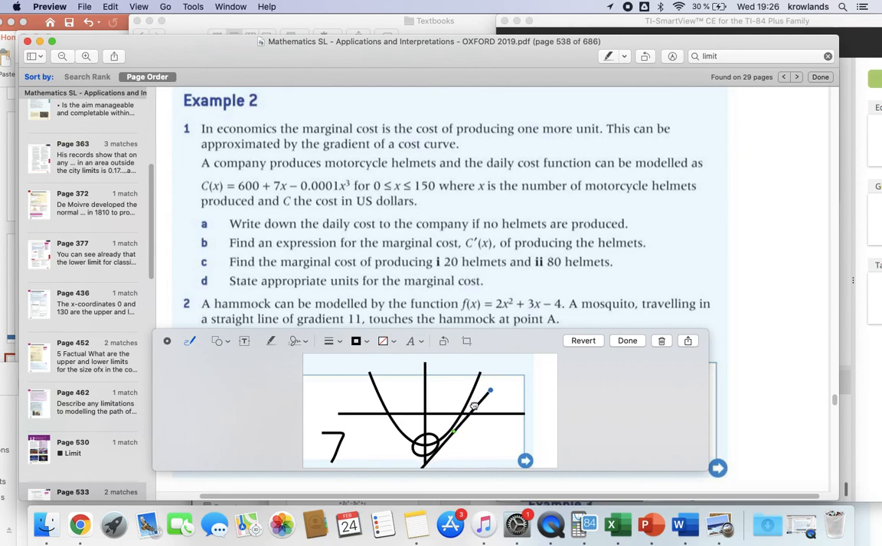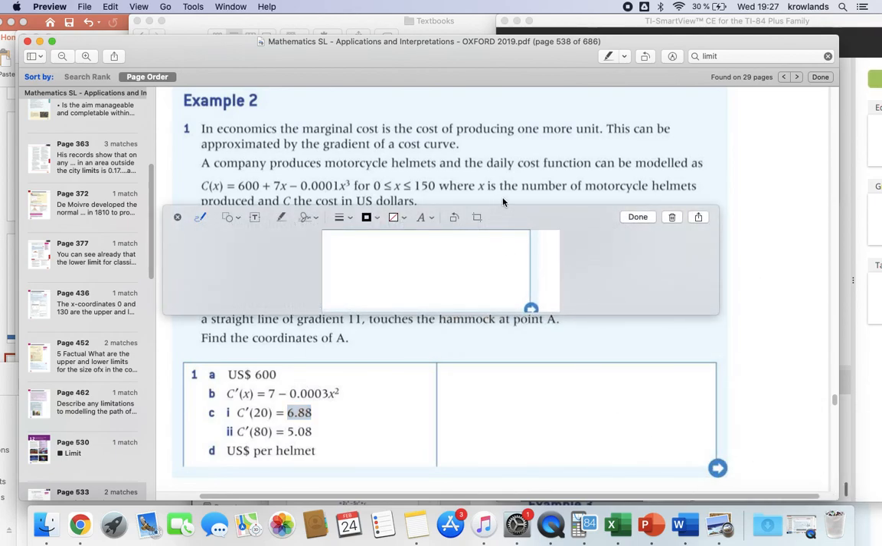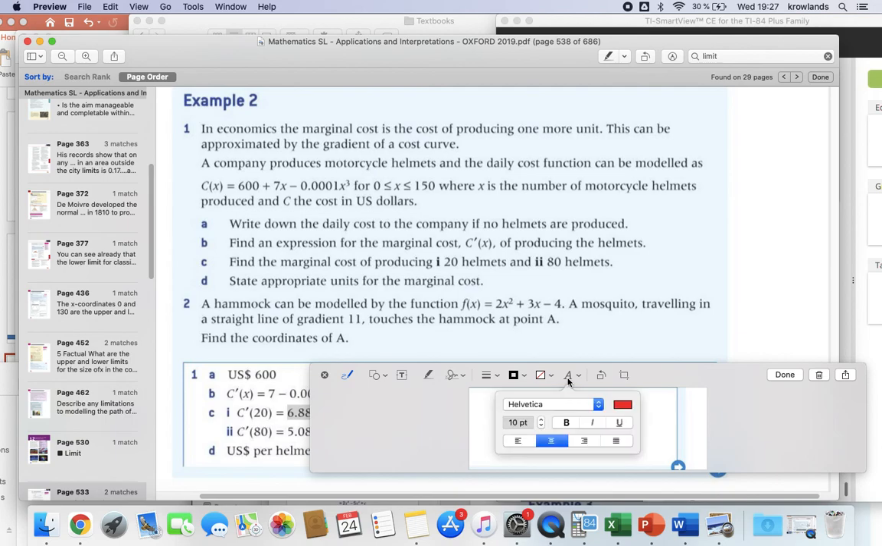So what we need to do is we need to find the gradient of the original curve, which is the hammock. Obviously, we find the gradient by differentiating and then just set it equal to 11. That's all you need to do. So you take this equation, 2x squared plus 3x minus 4. What we're going to do is we're going to differentiate it.